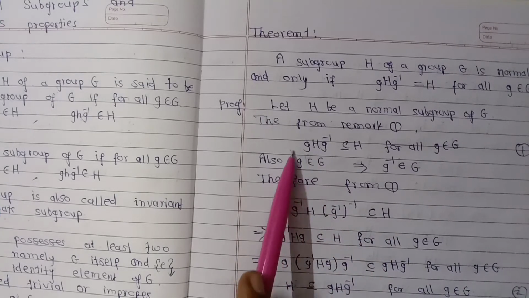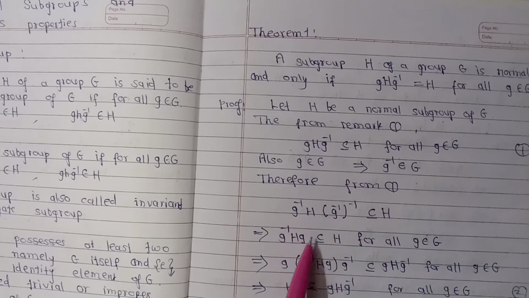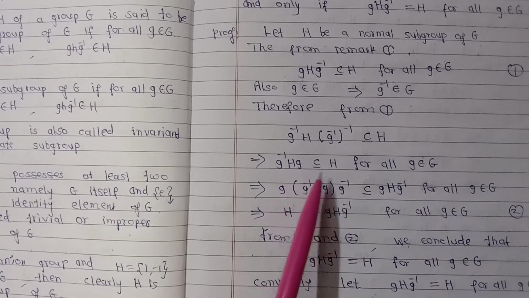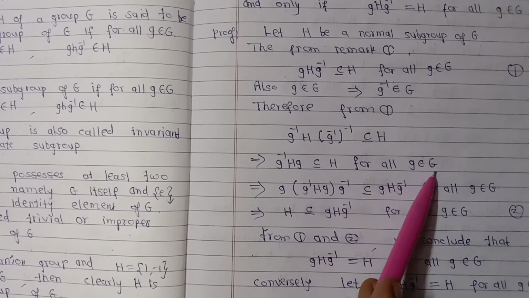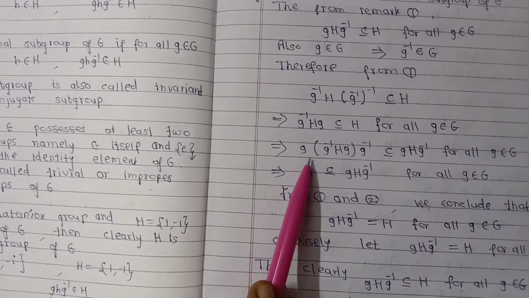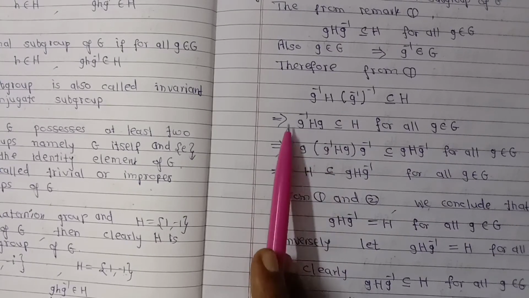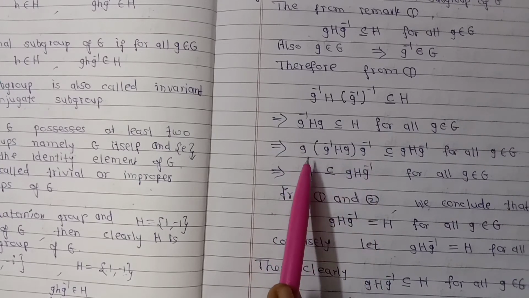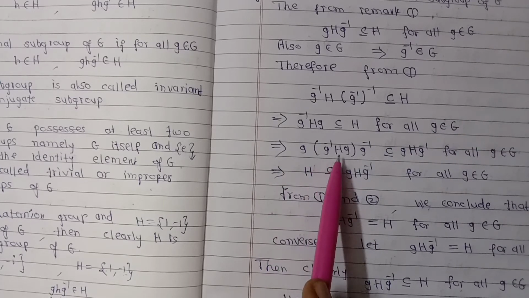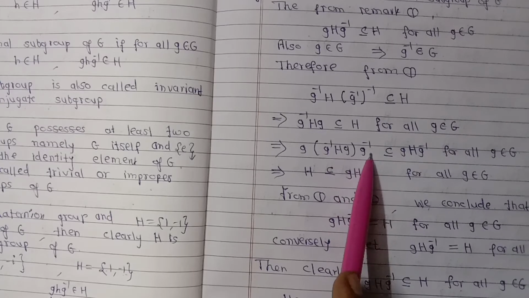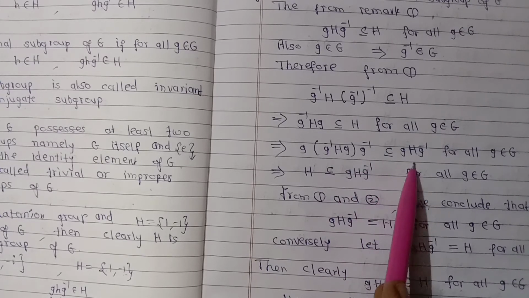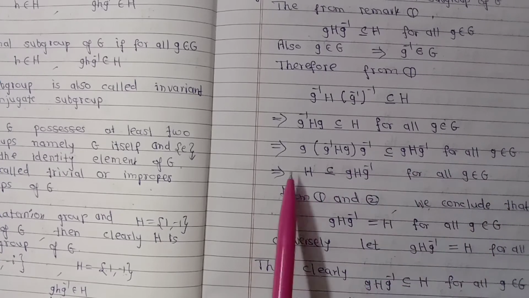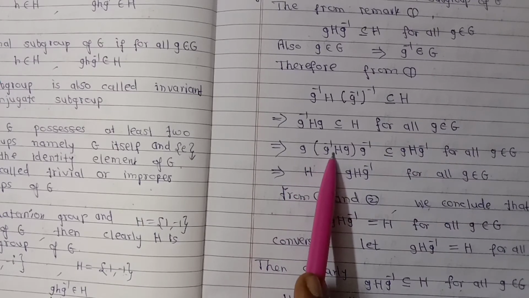That means instead of g, g inverse is replaced. This implies g inverse H g is contained in H for all g belongs to G. And this implies, multiplying both left and right by g and g inverse, g into (g inverse H g) into g inverse is contained in gHg inverse for all g belongs to G. This implies g into g inverse is 1.